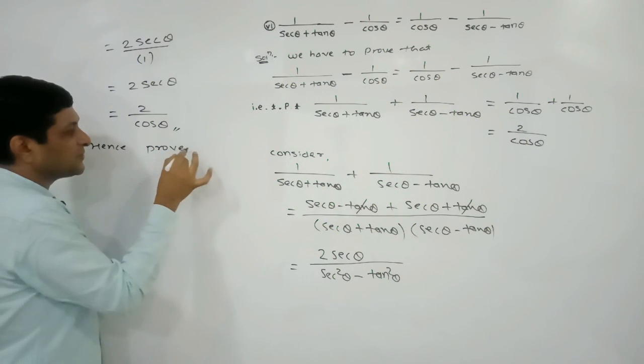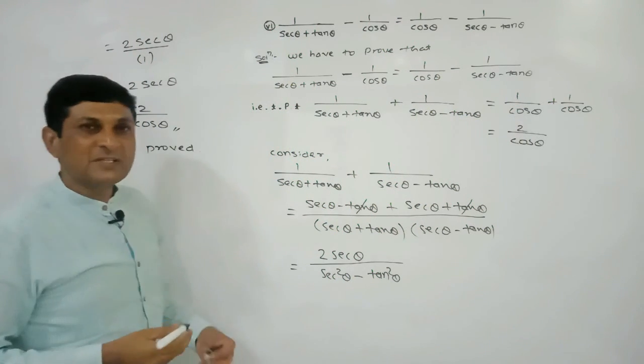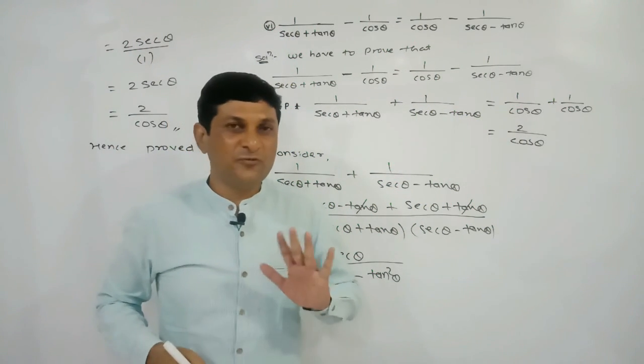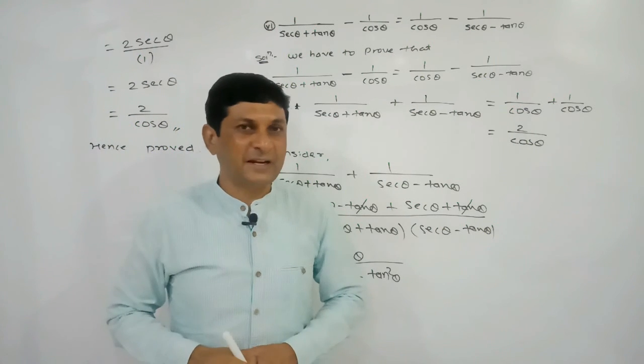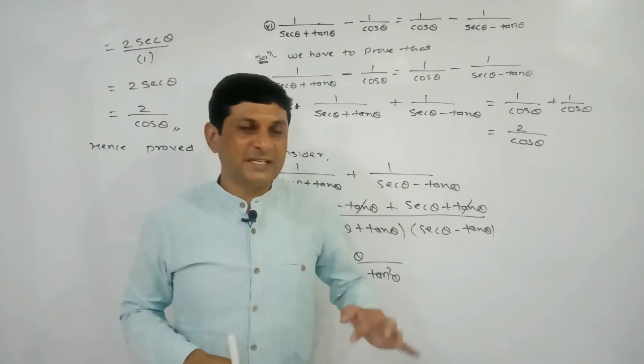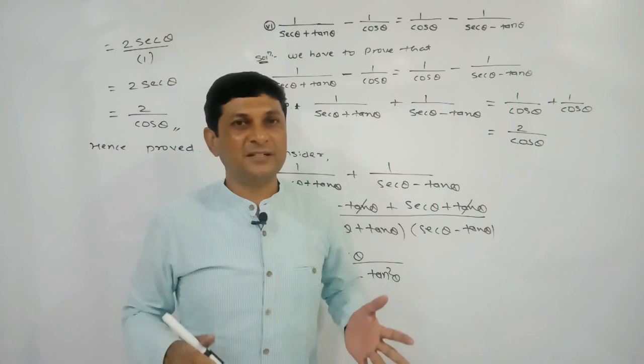Now in this way we have solved how many examples? 6 examples from question number 15. Again 6 examples are remaining. Remaining 6 examples we will discuss in the next video.